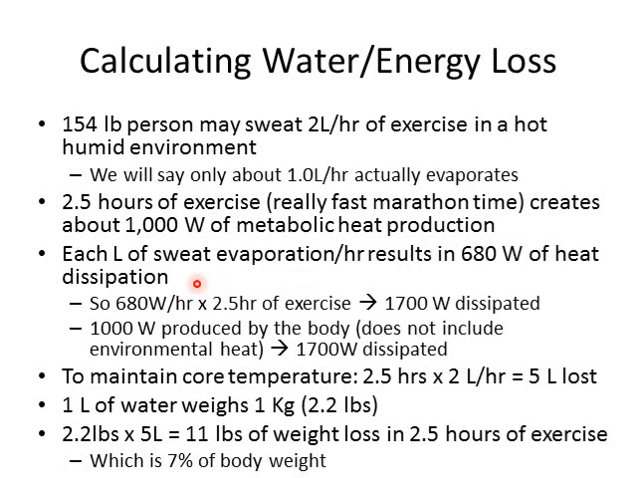Okay, so that's pretty powerful. And so that's 680 watts per hour times 2.5 hours of exercise. We've actually dissipated 1,700 watts of heat, and this is definitely a believable example. Since we produced 1,000 watts of heat by the body, but this doesn't include environmental heat. But we've actually dissipated 1,700 watts.